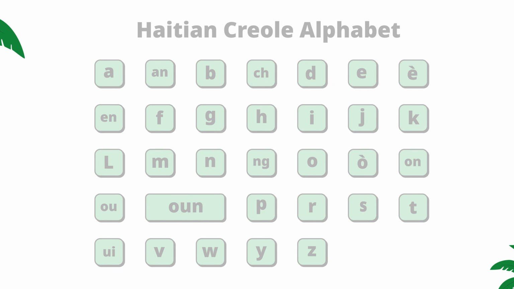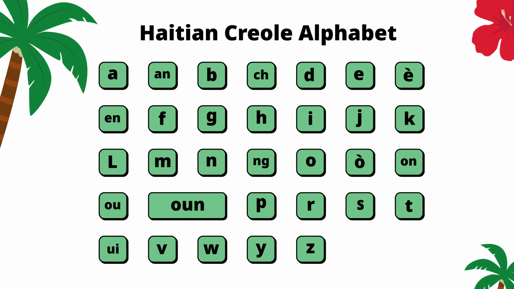So this is the Haitian Creole alphabet, and this is how it sounds. A sounds like A in apple. It does not sound like A, but it sounds like A in apple. It's a firm sound. Sounds like in what. Now, it does not sound like in under, but it sounds like in what. It's a firm, abrupt sound that does not prolong.